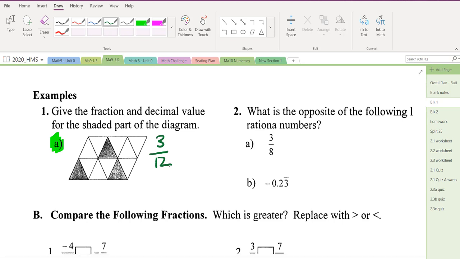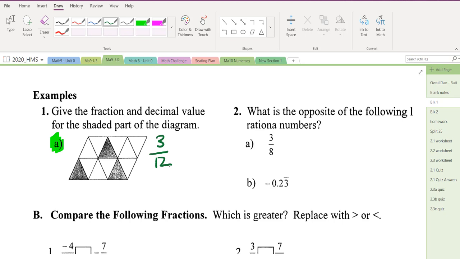Now, Kabir could also have said that there were 9 white parts over 12. So that's another fraction you could write with the exact same diagram, right? Okay, but the question actually asks for the shaded part. Now, the next part I'm going to ask you is to simplify this fraction. So can it be simplified? And if so, to what, Jacob?